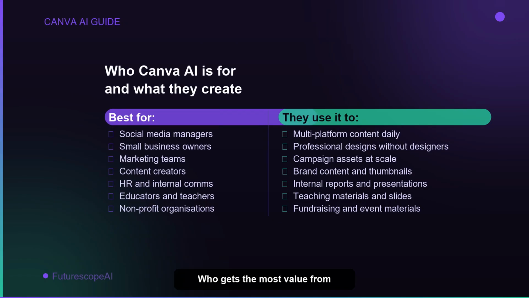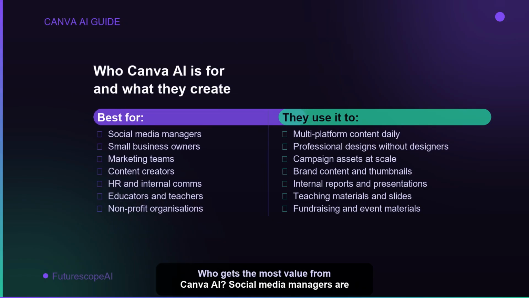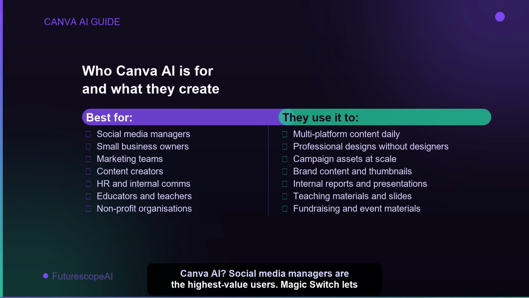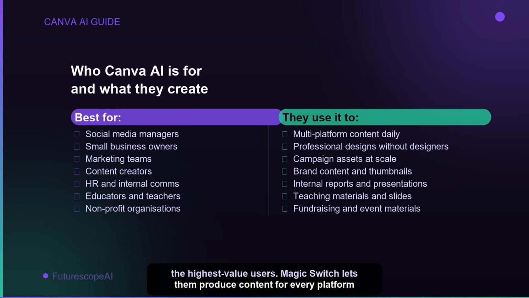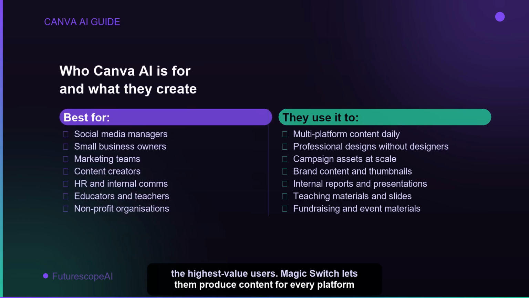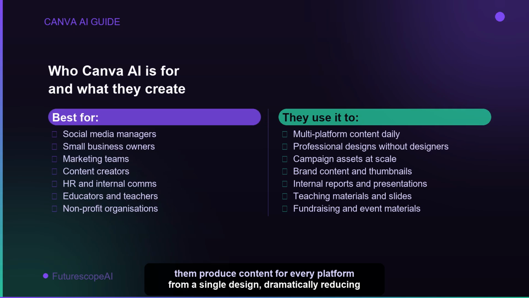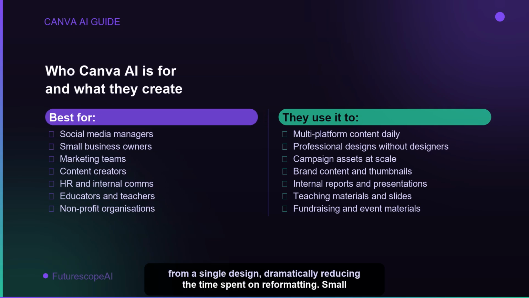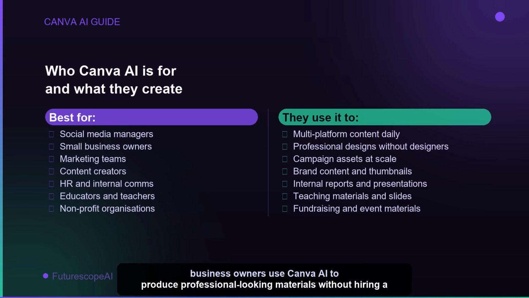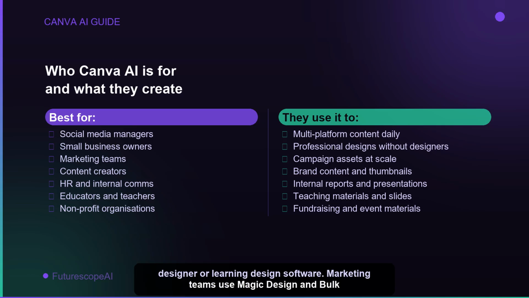Who gets the most value from Canva AI? Social media managers are the highest value users. Magic Switch lets them produce content for every platform from a single design, dramatically reducing the time spent on reformatting. Small business owners use Canva AI to produce professional-looking materials without hiring a designer or learning design software.